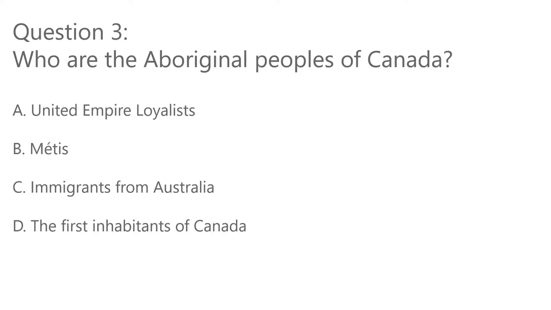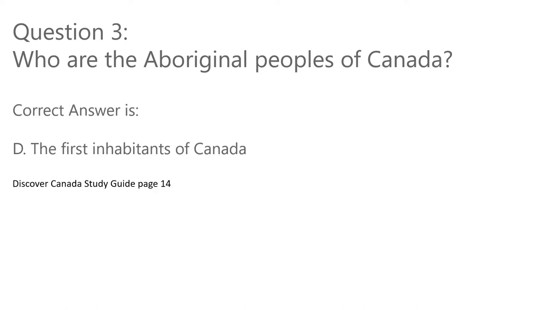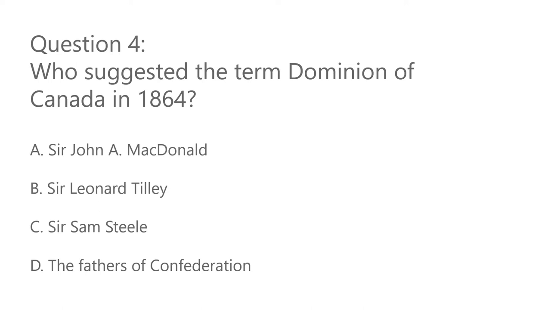Question 3. Who are the Aboriginal peoples of Canada? A. United Empire Loyalists. B. Métis. C. Immigrants from Australia. D. The first inhabitants of Canada. Correct answer is the first inhabitants of Canada. Discover Canada Study Guide, page 14.